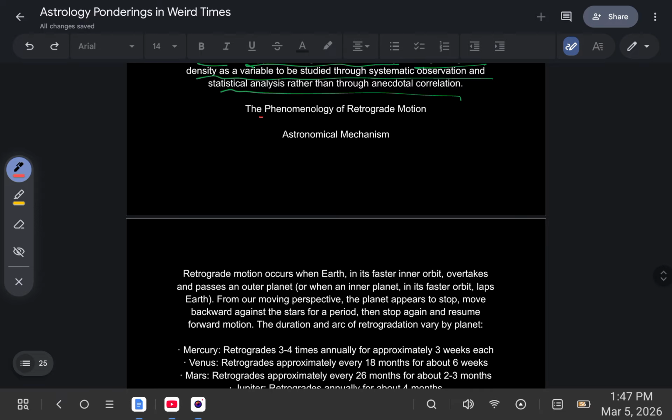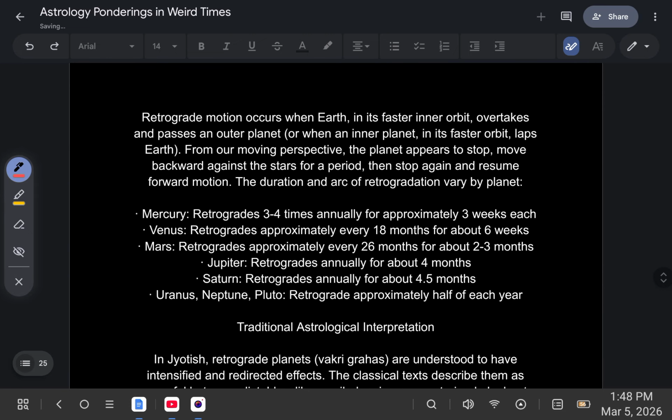Let's go over the phenomenology of retrograde motion, starting with the astronomical mechanism. Retrograde motion occurs when Earth, in its faster inner orbit, overtakes and passes an outer planet, or when an inner planet in its faster orbit laps Earth. From our moving perspective, the planet appears to stop, move backward against the stars for a period, then stop again and resume forward motion. The duration and arc of retrogradation vary by planet.